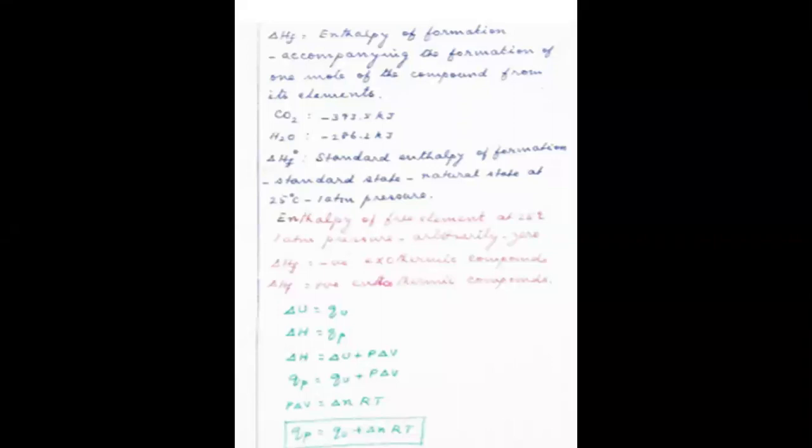So I can relate the delta H and delta U as delta H is equal to delta U plus P into delta V. So it can be written as QP is equal to QV plus P into delta V, and P into delta V, that is pressure into change in volume, can be written as delta N RT. So QP is equal to QV plus delta N RT. Up to this we have seen.